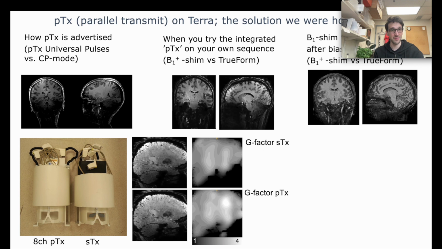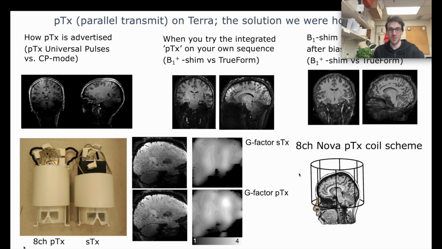So when you do a lot of GRAPPA, for example, you have G-factor penalties, this noise amplification we talked about, and for the PTX coil, this is just always larger compared to the STX coil, especially when you do a bit liberal GRAPPA, like if you push GRAPPA a lot. So overall, PTX might not be the solution that I was hoping for. Especially also with the common designs that are used right now.